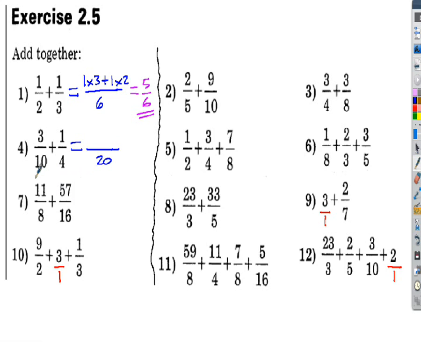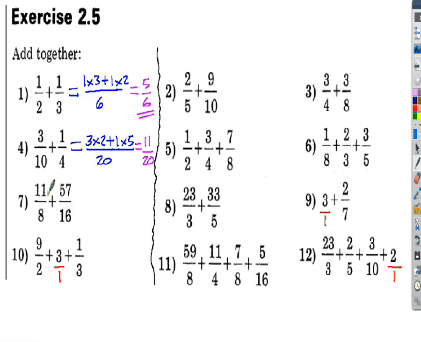Again, my procedure is how many times does 10 divide into 20? It goes twice, so I multiply the 3 by 2, and I'm adding again in this case. How many times does 4 divide into 20? It goes 5 times, so I multiply the 1 by 5. Evaluating the top line, that becomes 6 plus 5, that gives me 11 over 20.